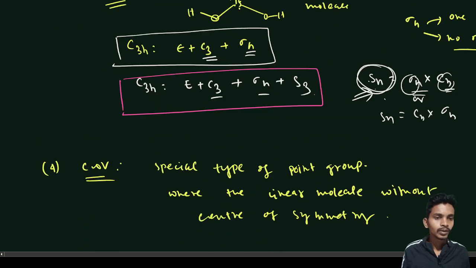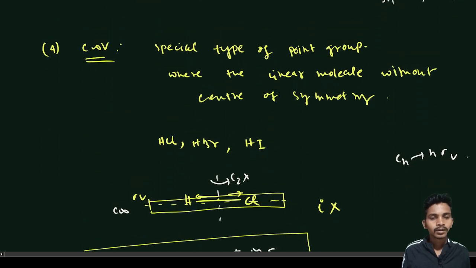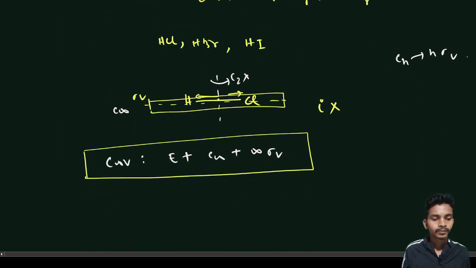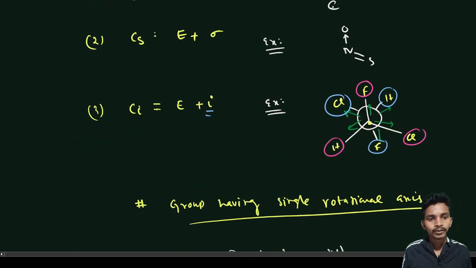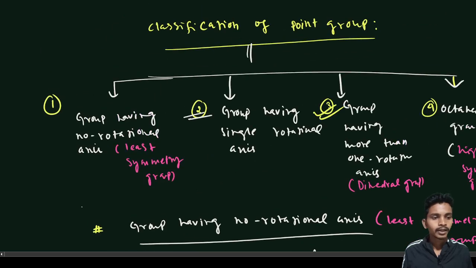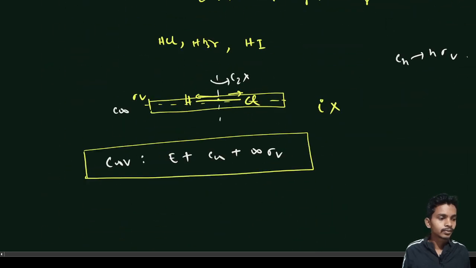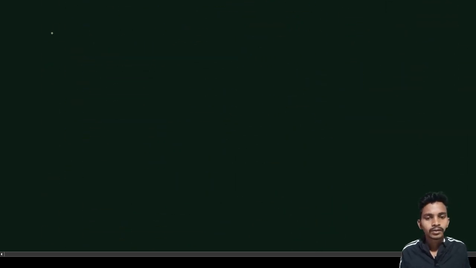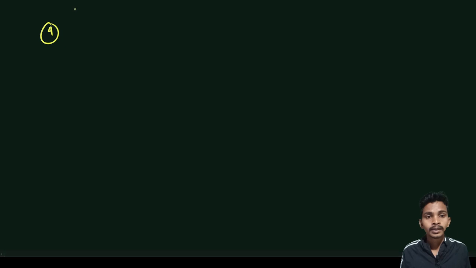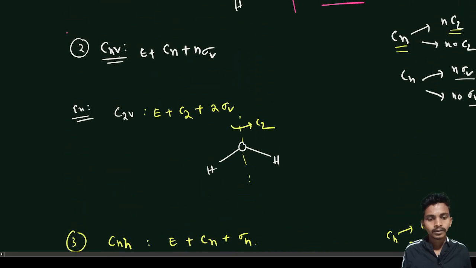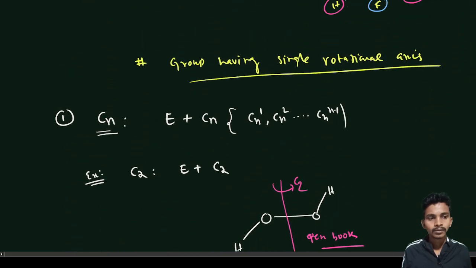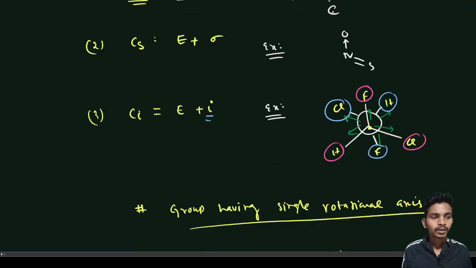Okay, now we will discuss the next type of groups, that is dihedral point groups. So now we will discuss the third type: groups having more than one rotational axis, or dihedral groups. The earlier category was groups having a single rotational axis, and this is the third type.